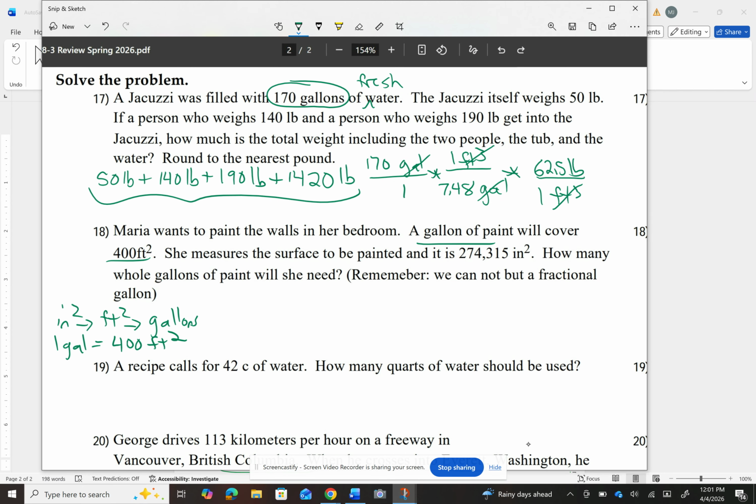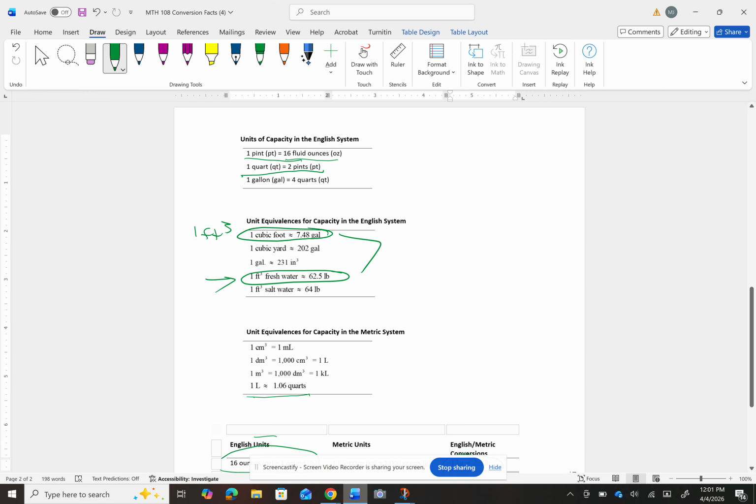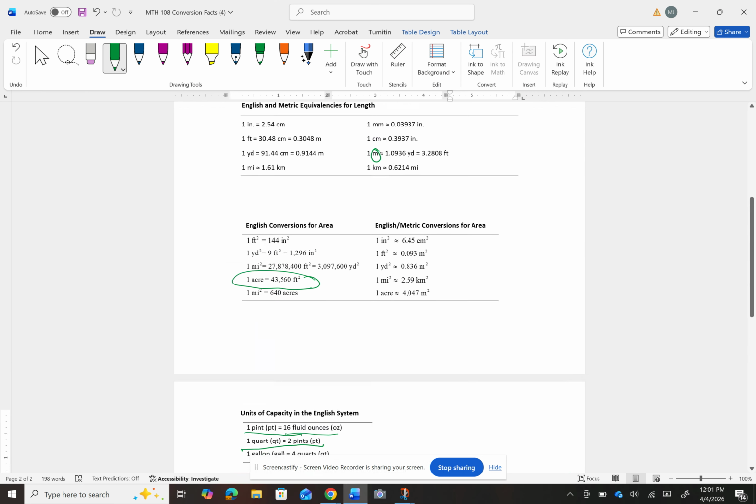So I'm going to start with the 274,315 square inches, but what I want to do is get rid of the square inches and get square feet. So I have to look for that. So I'm going to come over here. It's area, so it'll be on the front page.